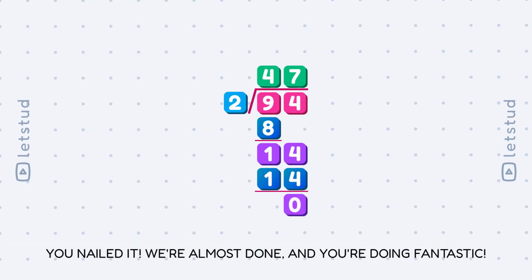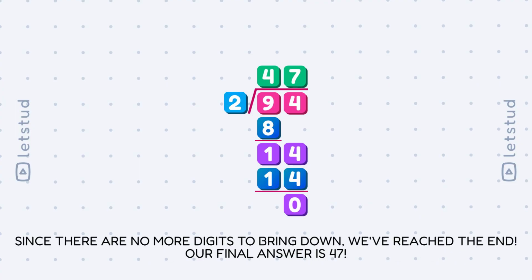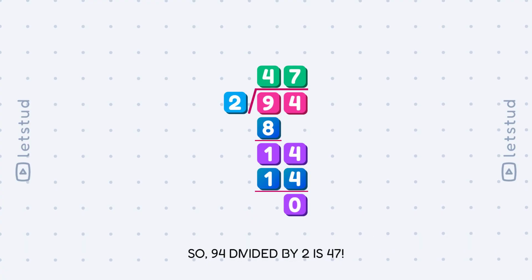You nailed it. We're almost done and you're doing fantastic. Since there are no more digits to bring down, we've reached the end. Our final answer is 47. So 94 divided by 2 is 47.